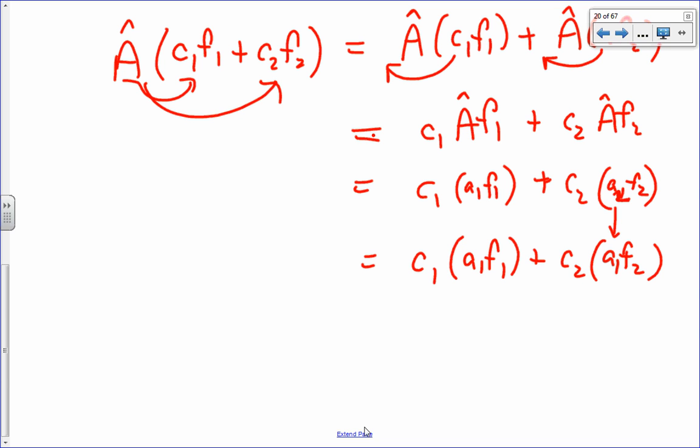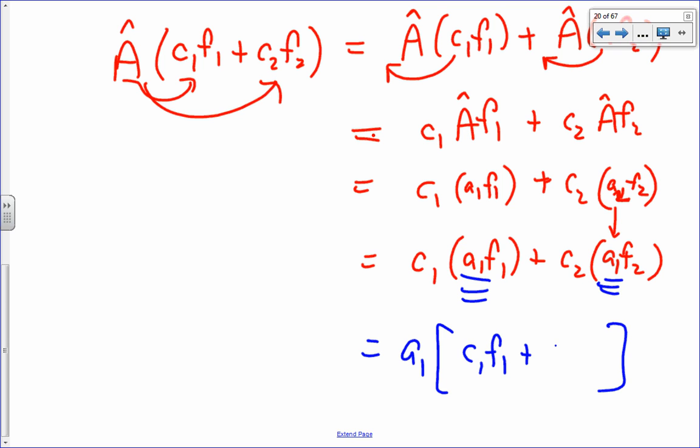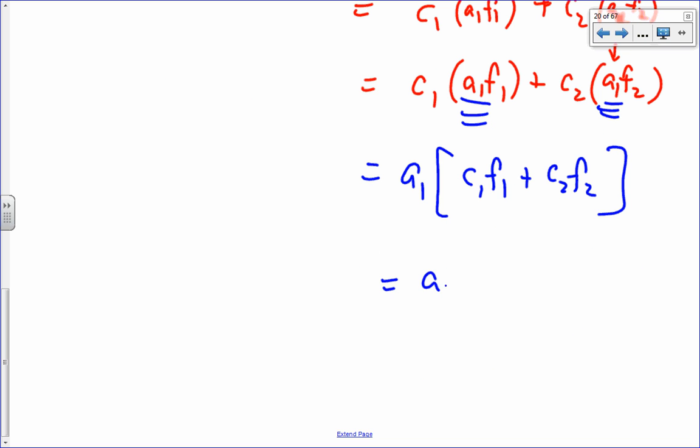All right, so what can I do now? Multiplication is associative and commutative, right? So I can just rearrange this, or I can just factor out A1, right? So what do you get? A1, what's left inside? C1 F1 plus, well, what is C1 F1 plus C2 F2?